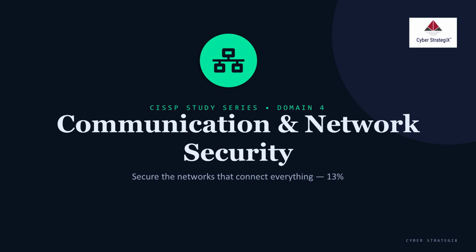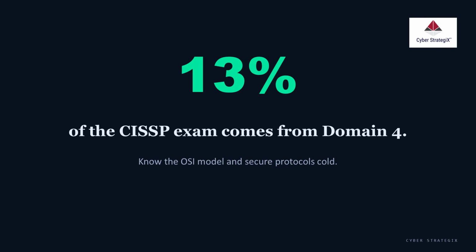Domain 4 is Communication and Network Security. It covers the models, protocols, and defenses that keep data safe as it moves across networks. Let's break it down. Domain 4 is about 13% of the exam. The single most important thing to master here is the OSI model, plus the secure protocols and network defenses that build on it. Let's start with that model.